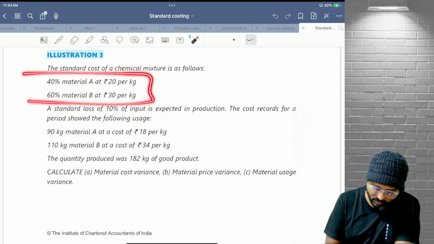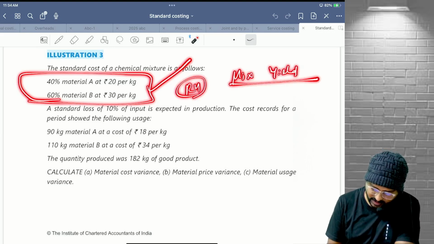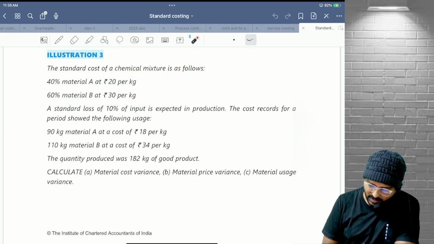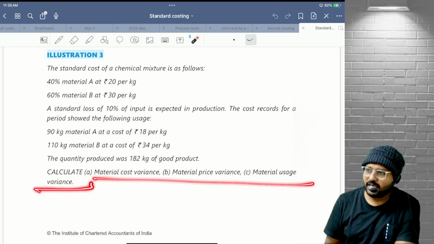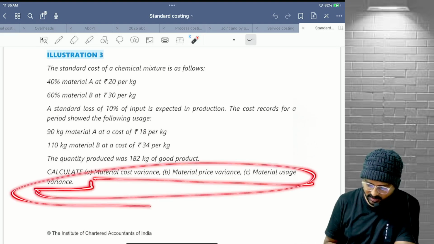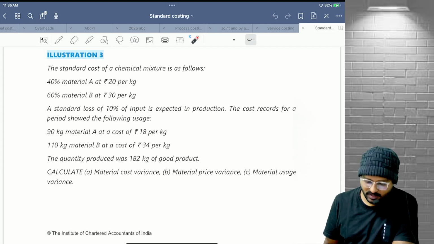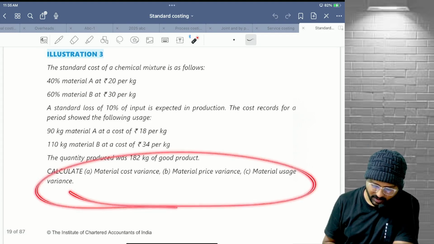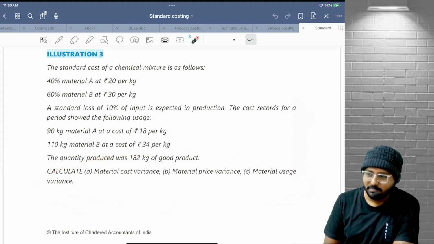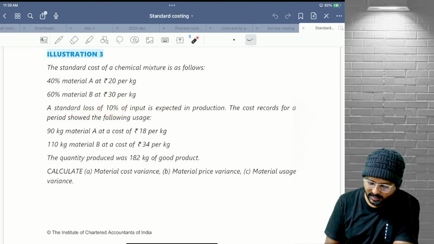The moment you see this, what you should understand? There are multiple raw materials, which means we'll be getting what? Mix as well as yield variance. Correct? But the funny thing is, he did not ask you that. We'll be getting mix and yield, but the question did not ask, so we'll not be calculating. Got the point? Moving on. That's how our ICAI questions will be. Don't worry.